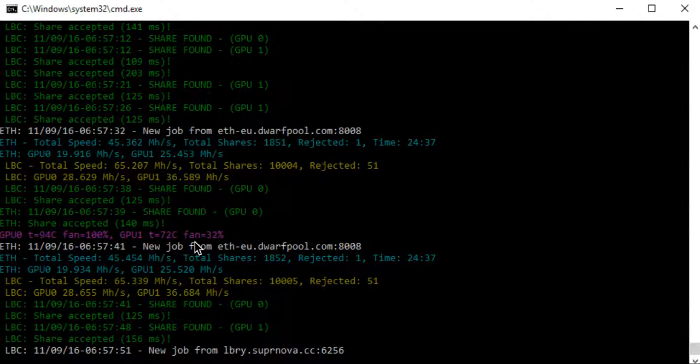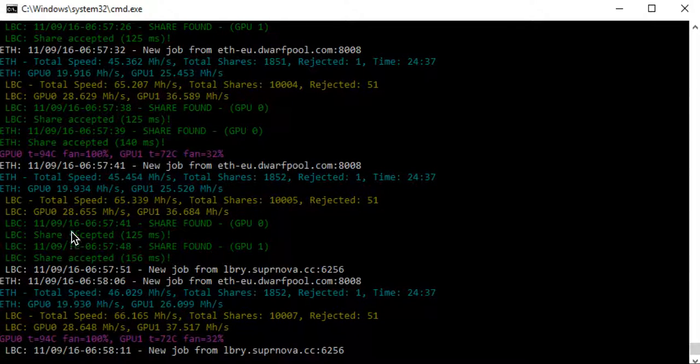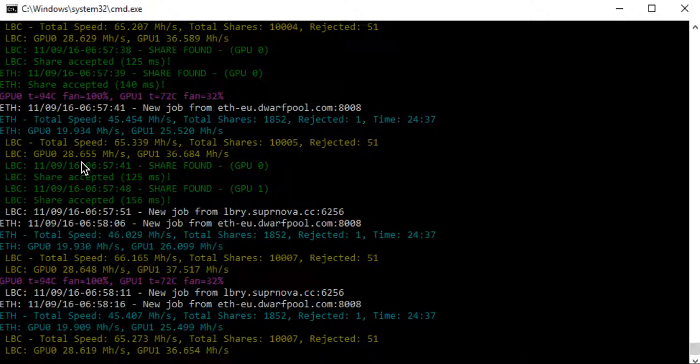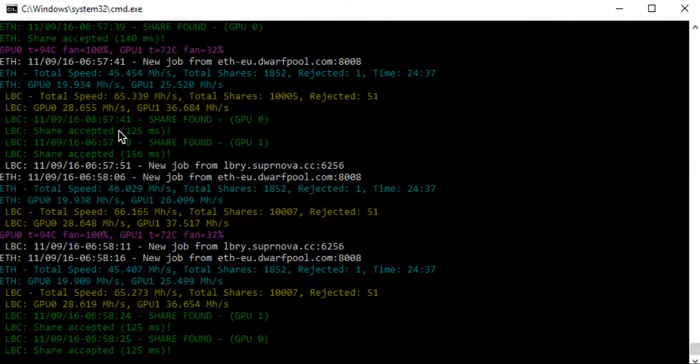This output is actually dual mining by Claymore, dual Ethereum and LBRY coin. So it shows that LBC is running, in general, at about 50 megahashes per second. The R9 is 28 and the RX 470 is a bit more, 36.